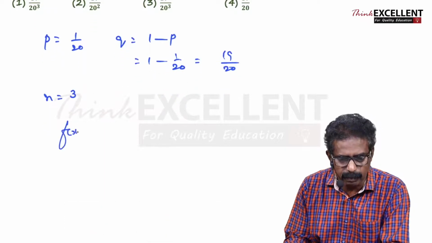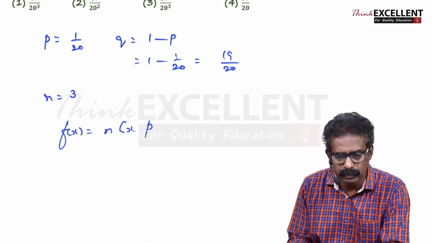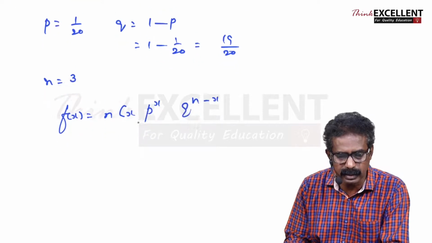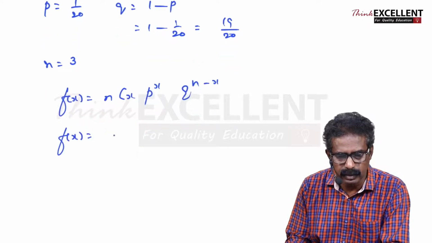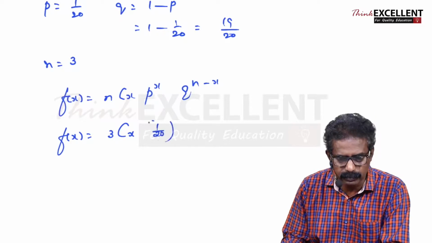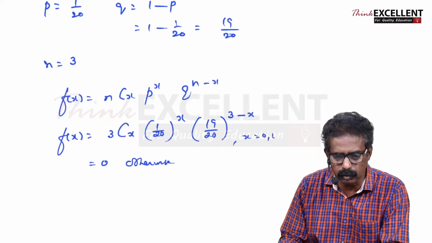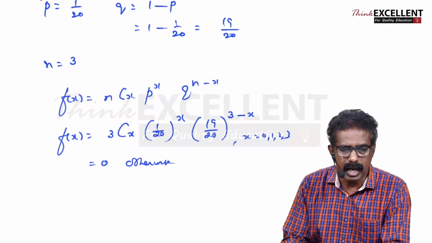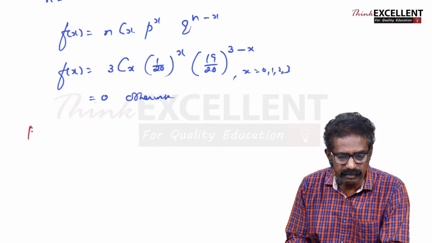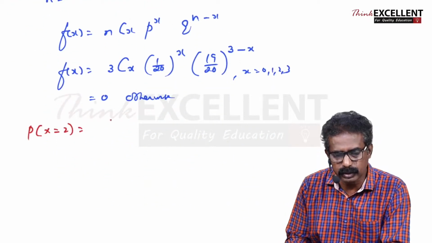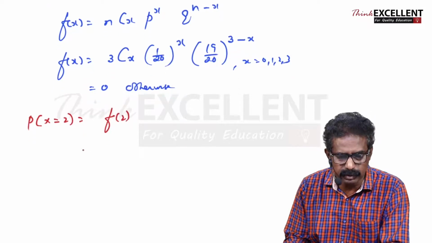So you know f(x), binomial distribution, nCx p^x q^(n minus x). So f(x) equals 3Cx, p value 1 by 20 raised to x, q value 19 by 20 raised to n minus x, 3 minus x, and equals 0 otherwise. Here x equals 0, 1, 2, 3. They asked exactly 2, so P(x equal to 2). That is, you have to find f(2). Wherever x comes, you put 2.